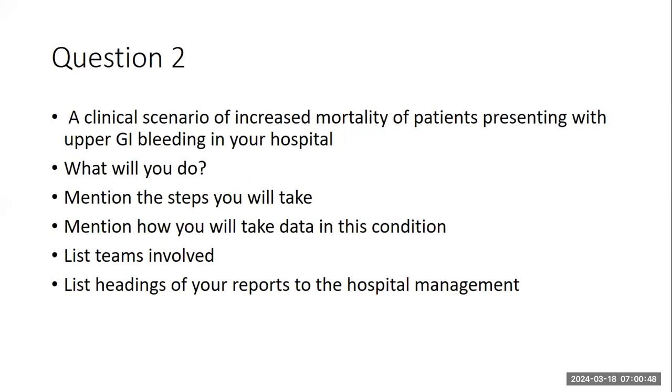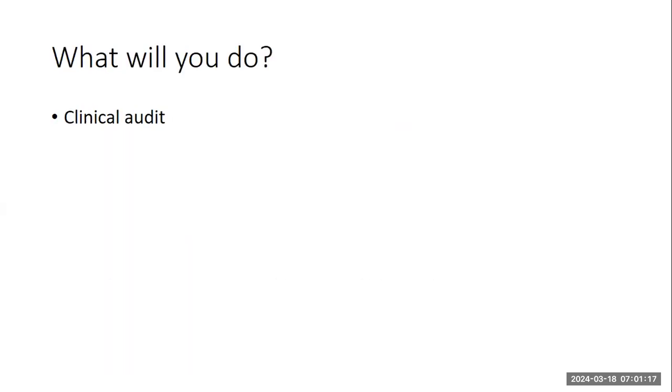The question says, a clinical scenario of increased mortality of patients presenting with upper GI bleeding in your hospital. What will you do? Mention the steps you will take. Mention how you will take data in this condition. List teams involved. List headings of your reports to the hospital management. So these are the response.